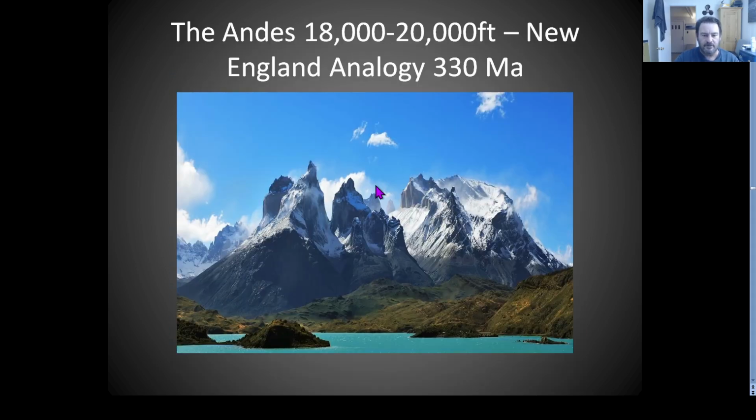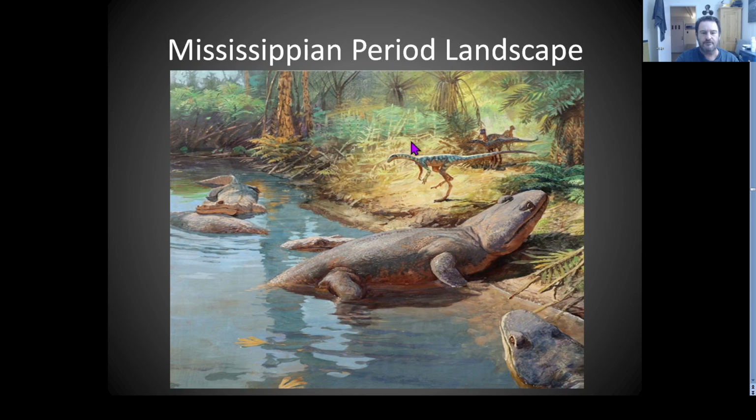Ah, the Mississippian period. So now we're into the Carboniferous, and a lot of things have happened. Life has decided to really take off. Evolution is doing its thing. We went through the hard parts, from single cells to multi-cells to actual organisms. And my God, things are taking off.